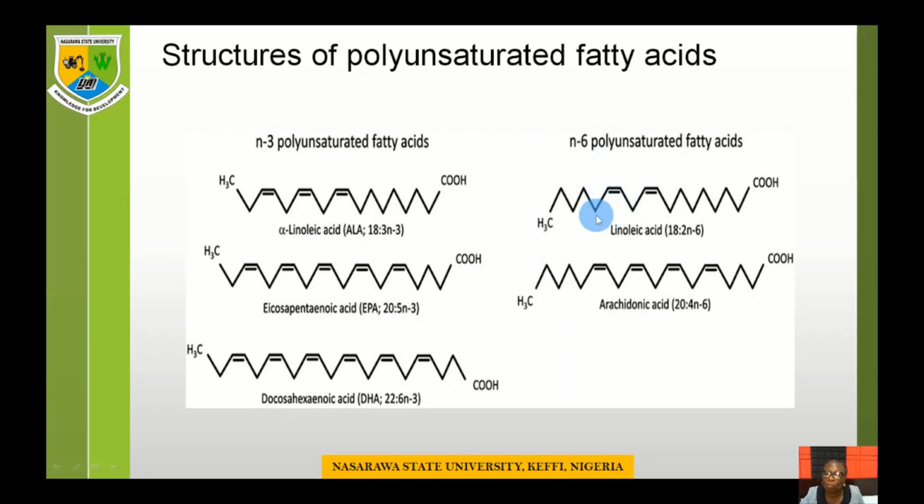Now the cis configuration is what we have here. You can see them like they are facing down. That's the cis configuration. When it is trans, it doesn't look like this. It goes up. Okay, instead of coming down, it goes up. That's a trans form. But all these are in cis form. So you have the eicosapentaenoic acid and docosahexaenoic acid. All these are omega-3 polyunsaturated fatty acids.